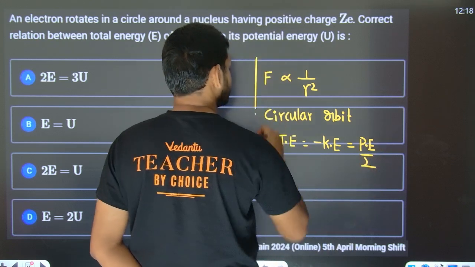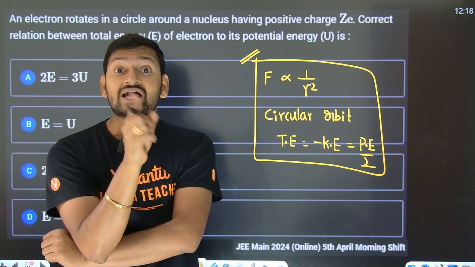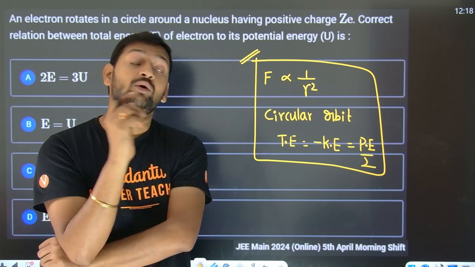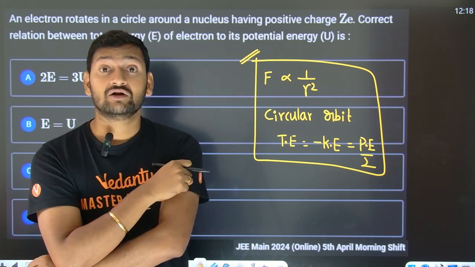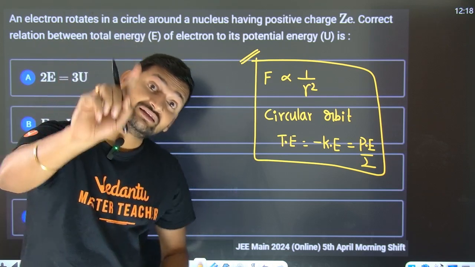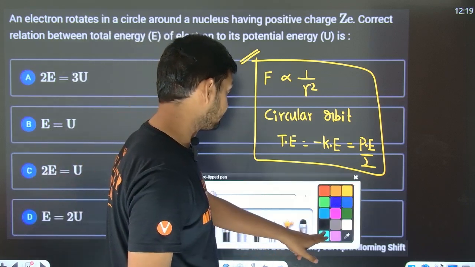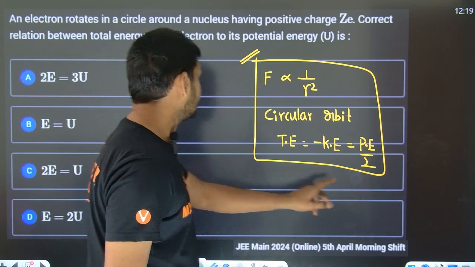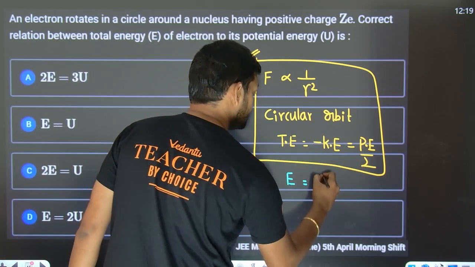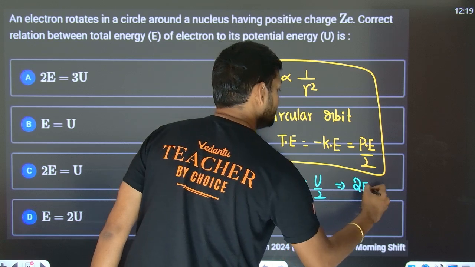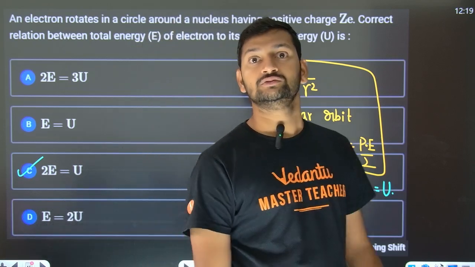There is a reason why I am saying this to you. In gravitation, satellites move around Earth. What is the force on the satellite? Gravitational force of attraction, which is proportional to 1 by r square, and satellites are moving in circular orbits. So even there, you get the same thing. Now they said that the total energy is represented with E. So E is going to be U by 2. So we can say 2E is equal to U. That's it.